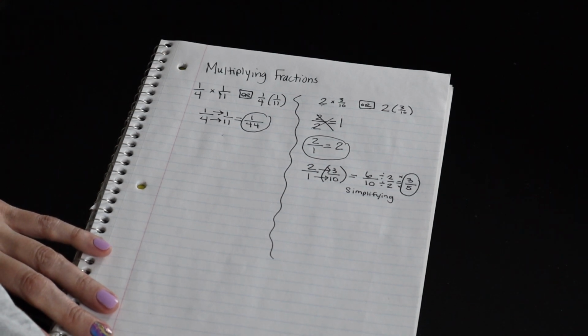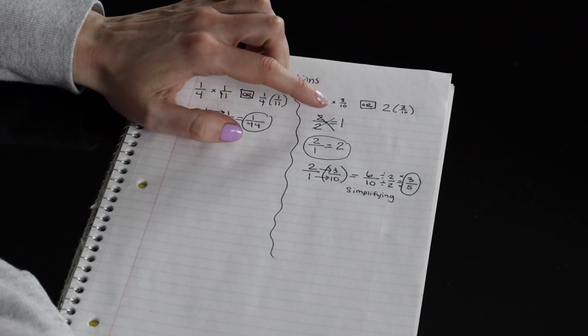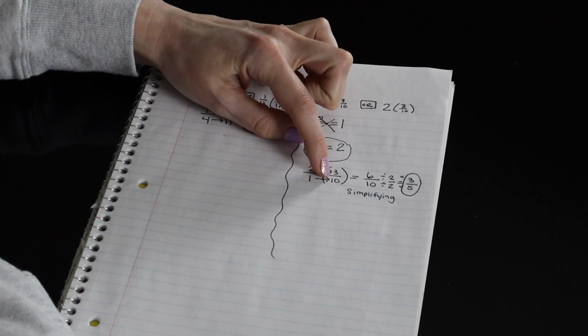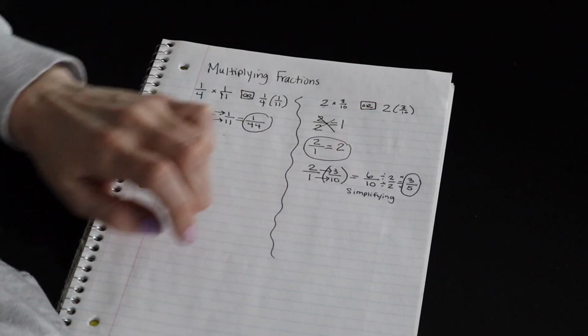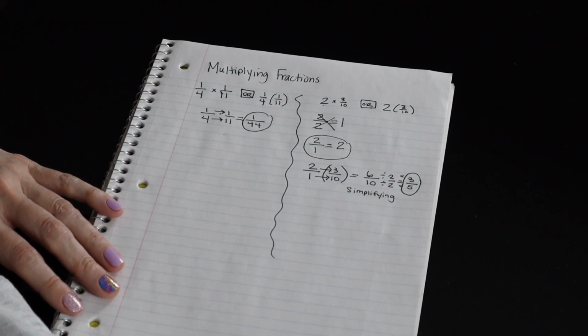Okay, so don't get thrown off just because you have a whole number. You still just need to put it over 1, and you still just need to multiply straight across. And then if you're able to, go ahead and try simplifying, finding the greatest common factor between the two numbers. So make sure you use your multiplication chart if you need help with that.